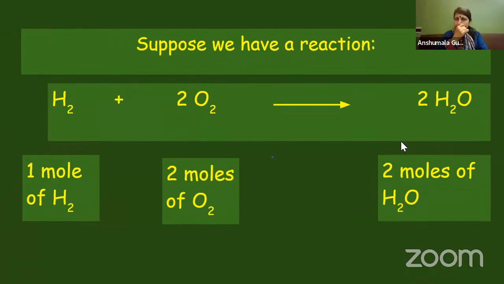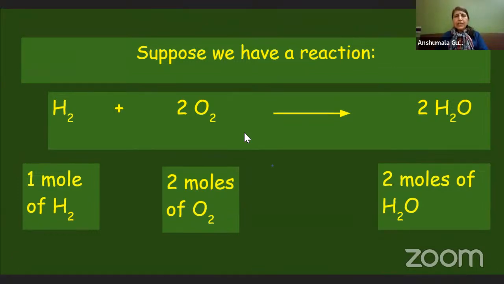All right. So suppose we have a reaction of two gases, which is hydrogen and oxygen. I've taken a simple example. So this is H2 plus 2O2 gives us 2H2O. So actually, now it's not only 1 mole and 1 mole, it's 1 mole of hydrogen with 2 moles of oxygen gives 2 moles of H2O.